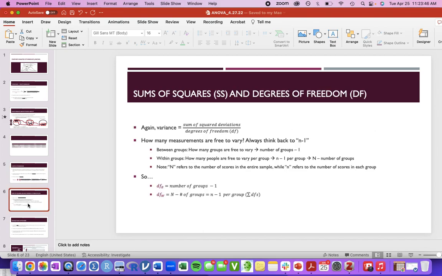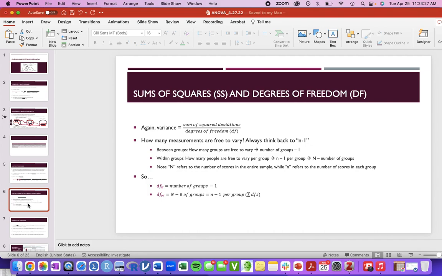So let's talk about sum of squares and degrees of freedom. We know that variance is the sum of square deviations over our degrees of freedom, but we want to think about how many measurements are free to vary. So you always want to think back to n minus 1, which is the case for each group. Between groups, we want to consider how many groups are free to vary. So that's going to be your number of groups minus 1. In the coffee example I just showed you, where there were 4 groups, our between groups df is going to be 4 minus 1, which is 3.